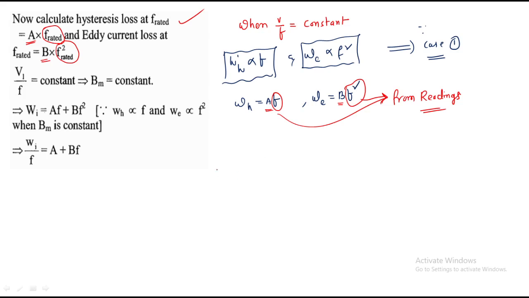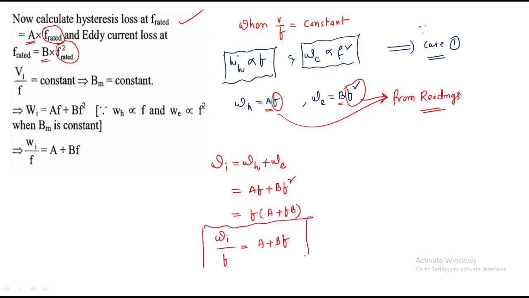So what about iron loss? That is the summation of hysteresis plus eddy current loss, which equals AF plus BF square. From this, F becomes common: F times (A plus F into B). So the ratio of iron loss component to the frequency equals A plus frequency into some constant B. From this we have to get the values of A and B. This is the equation we are going to get.